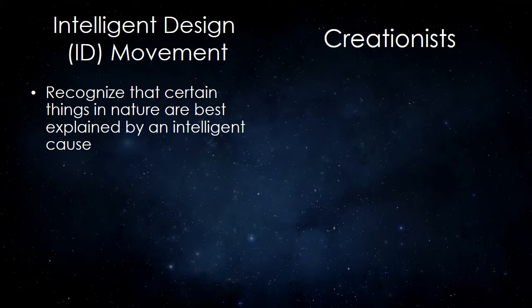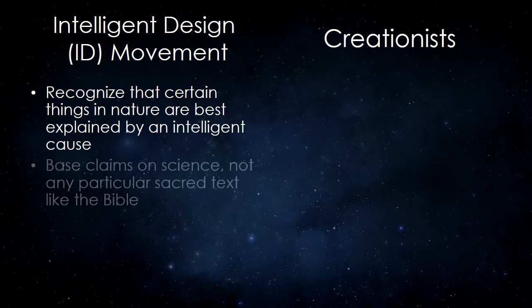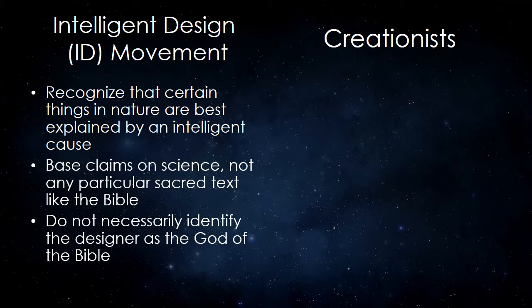Some of these scientists are a part of something called the Intelligent Design, or ID, movement. They believe that certain things, like living things and the universe itself, are best explained by an intelligent cause, but that is not the same thing as being creationists. Although individual members of the ID movement may believe in God, the movement bases its claims on science alone, not any particular sacred text, like the Bible. They do not necessarily identify the designer as the God of the Bible.